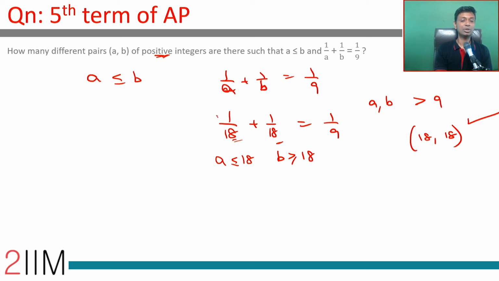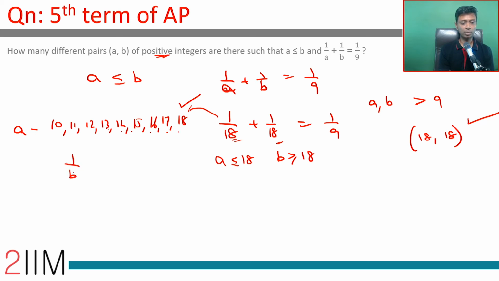So a should be less than or equal to 18, and b should be greater than or equal to 18. We know a and b are both greater than 9, and that much we know. And so a should be less than or equal to 18 and greater than 9, so a can take values 10, 11, 12, 13, 14, 15, 16, 17, 18. Of this, 18 works. Fine.